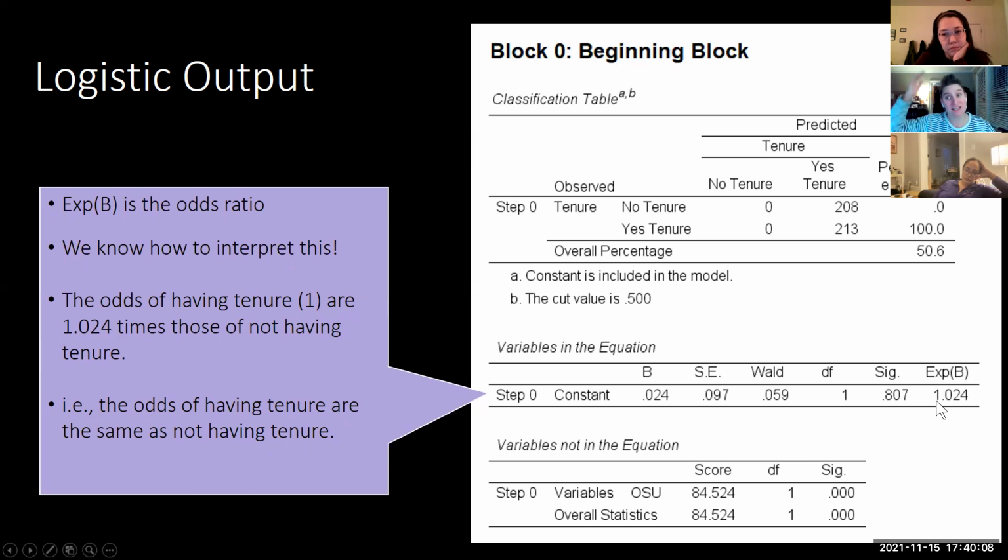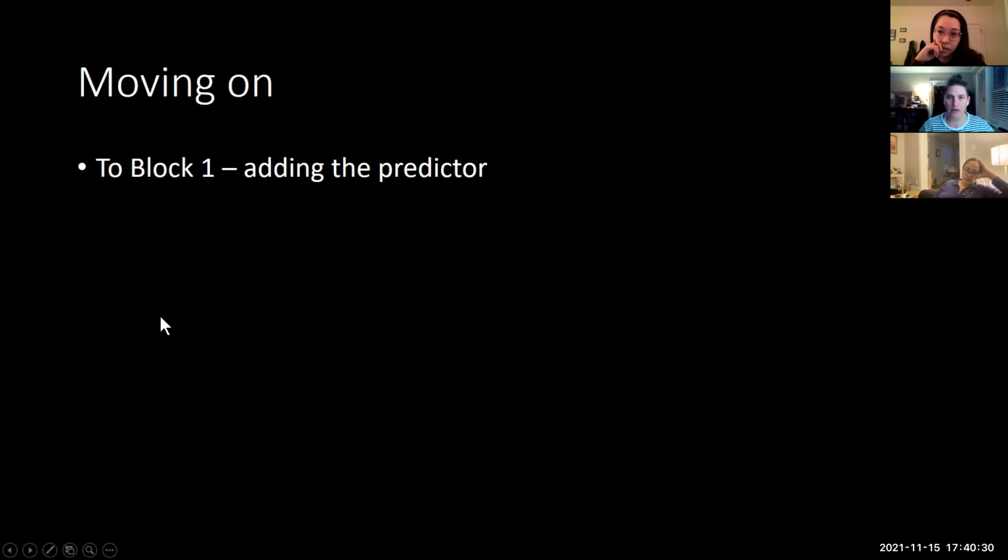And when the odds are the same, then they're about 1. So a probability of 50% is about the same as an odds ratio, which is what this is called, the odds of the event happening over the event not happening, of 1. Okay, so that's all sort of the baseline of the grand mean model, essentially.